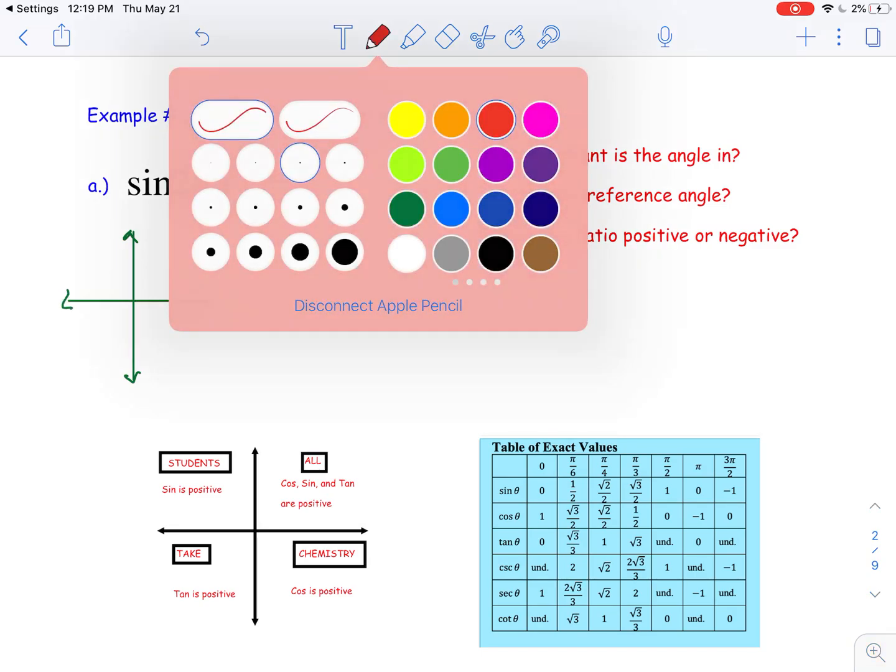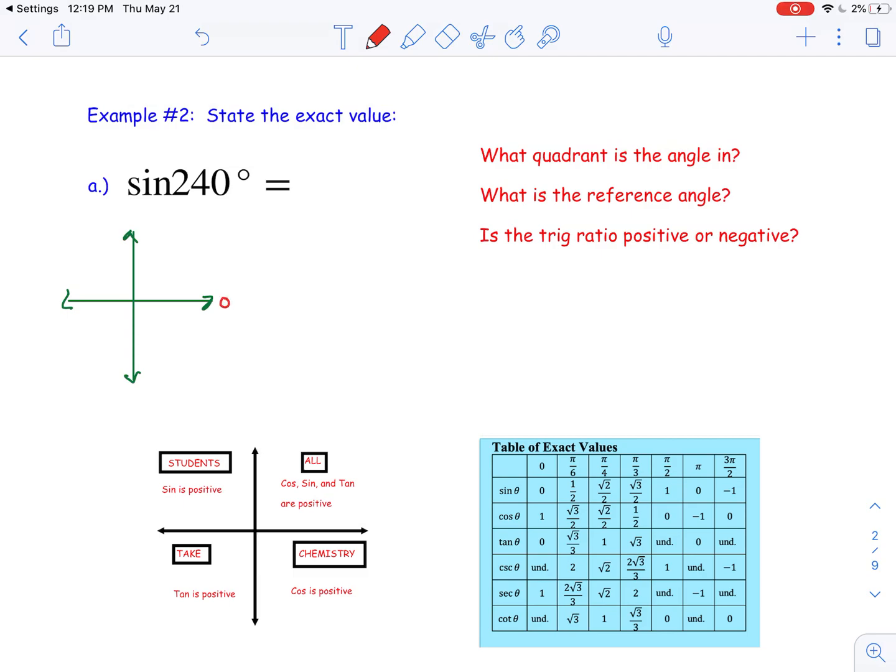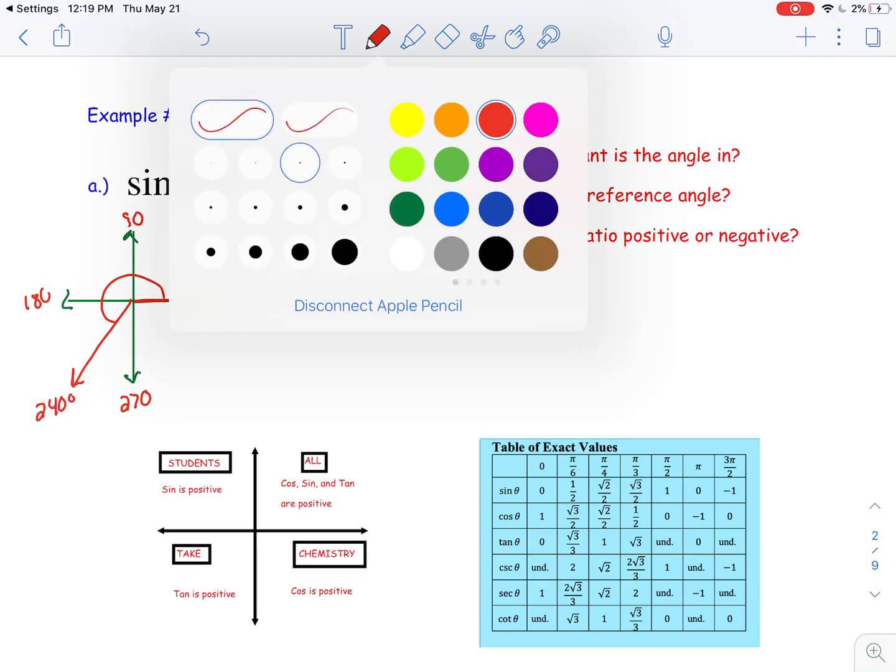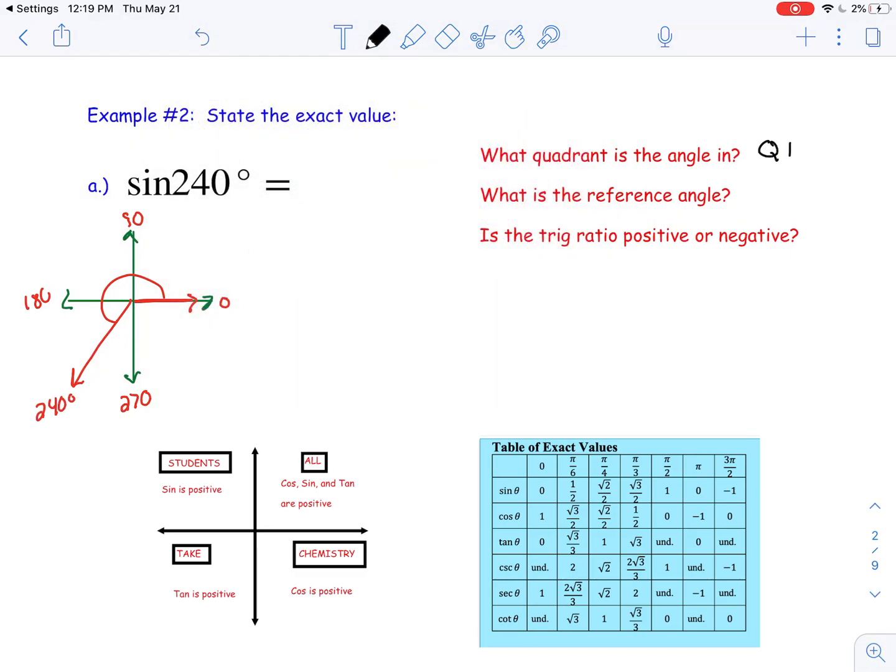So now I'm going to think, which quadrant is 240 in? So if I label my quadrants or my axes 0, 90, 180, 270, 240 is going to be in the third quadrant. So this is going to start here. It's going to open up, and this is going to be 240. So I'm in quadrant 3.